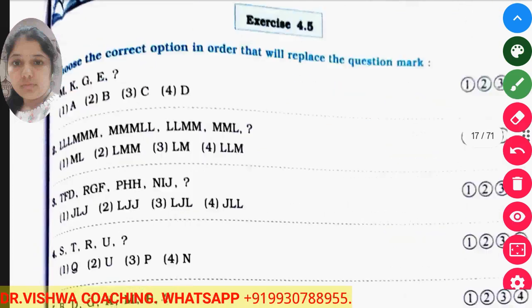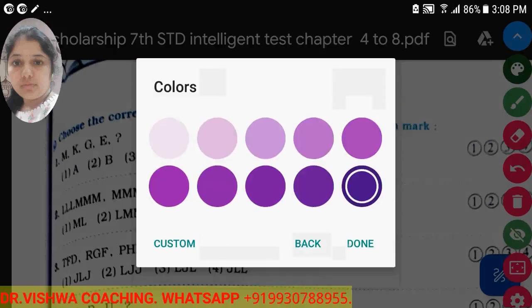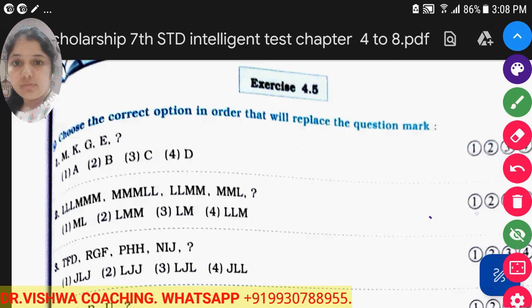Now we will solve the practice exercise directly. Some of the problems we will solve, the rest you try at home. And this will be a very short lecture for tomorrow. And I hope you will understand the concept. Now see, choose the correct option in order that will replace the question mark.